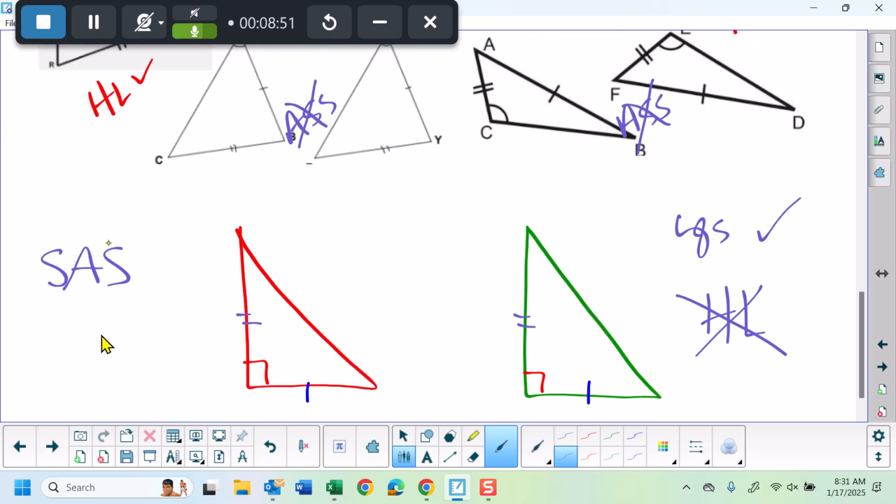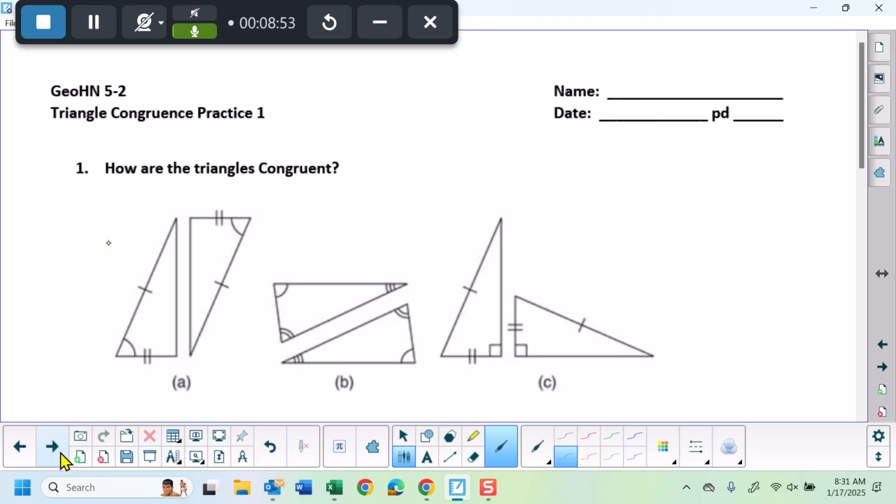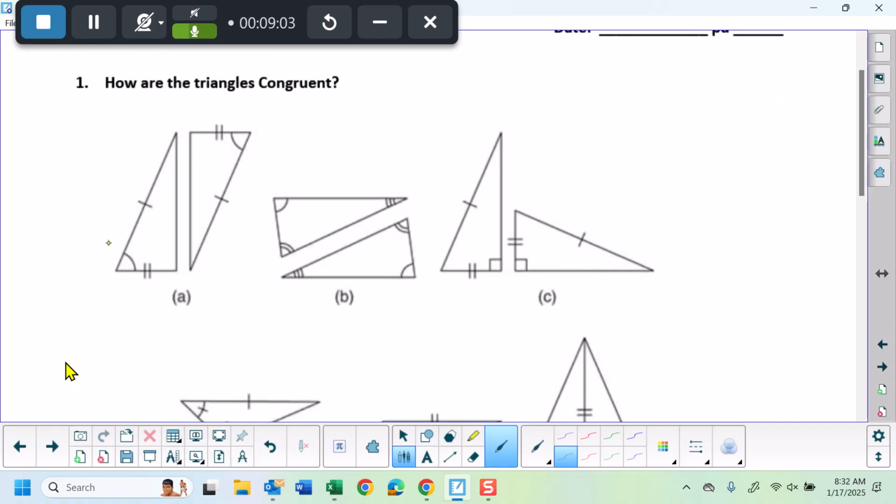All right. Take a look at your homework, please. Have it out. Practice number 1 asks you, how are the triangles congruent? So when we look at A and B and C, one of them you would have said they're not congruent. Which one? A, B, or C? B. That's right. B is not congruent because that is an angle, angle, angle.